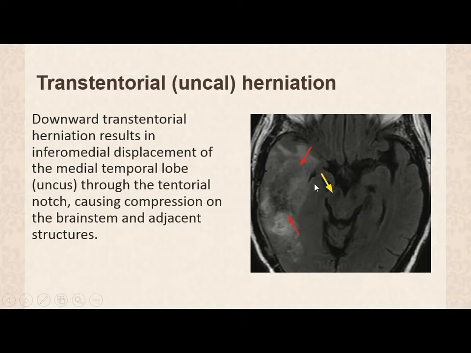While transtentorial or uncal herniation, the uncus will herniate through the tentorium cerebelli, causing compression on the brainstem and the cerebral peduncle. Okay, like in this case. This is the pathology, the tumor.